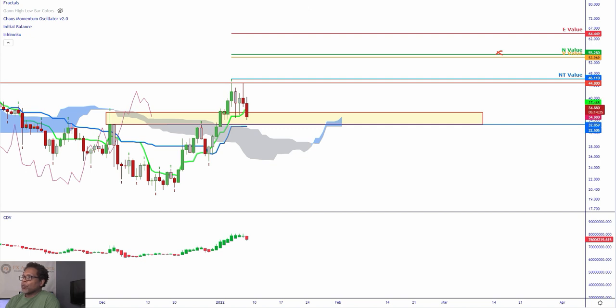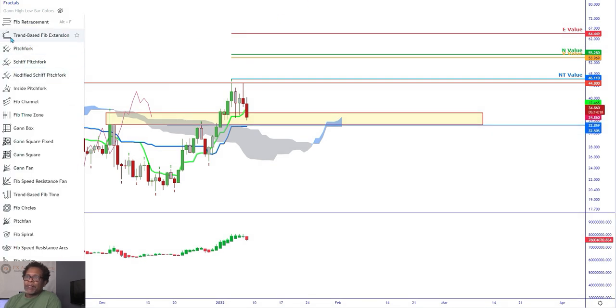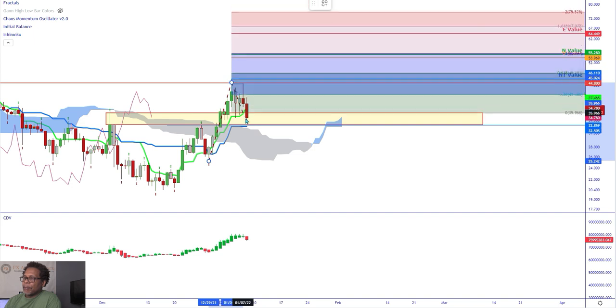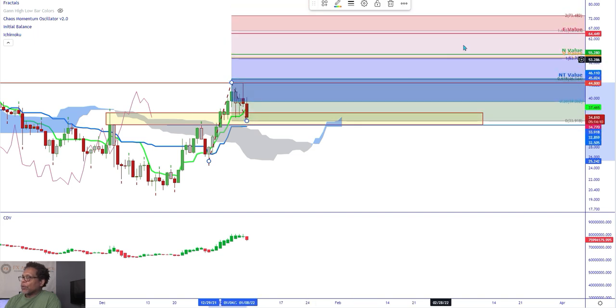Because it's just a one-to-one measured move. You want to always know that at least. So just take your trend-based fib extension tool if you're trading with TradingView. Go from the low to the high to the mid-low. And that's where your end value is.